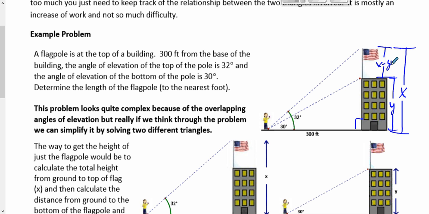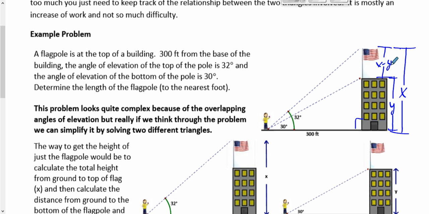If you want the flag, you do the whole thing, which I labeled X. You label whatever you like. Minus the small of the building, which I labeled Y. You guys got me on that? Okay. So let's take the big one. How would we find X? Forget this little one's even there.